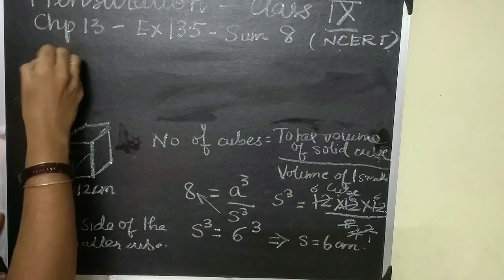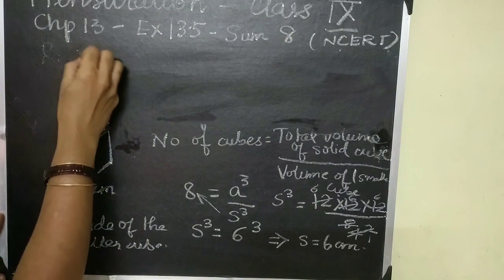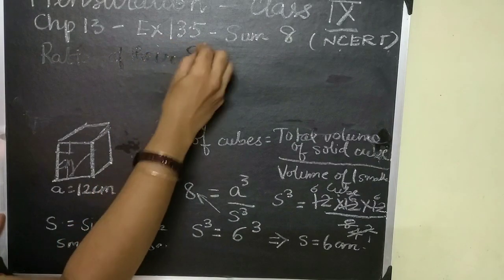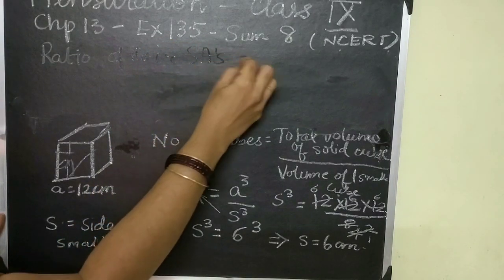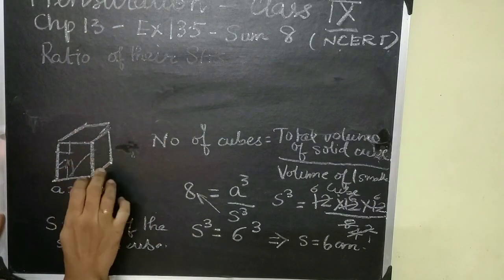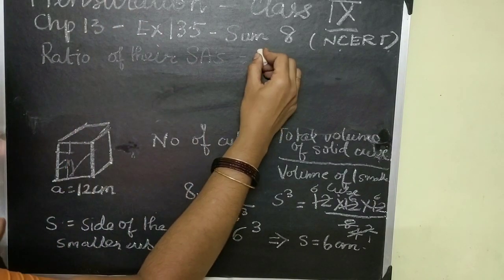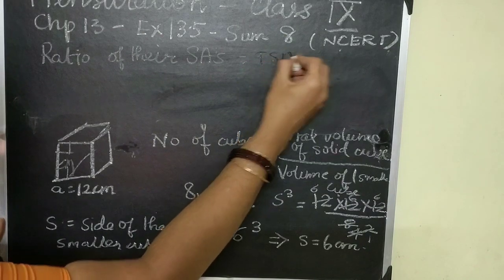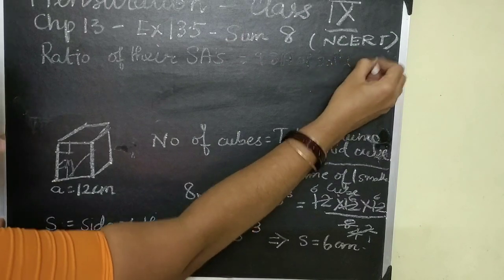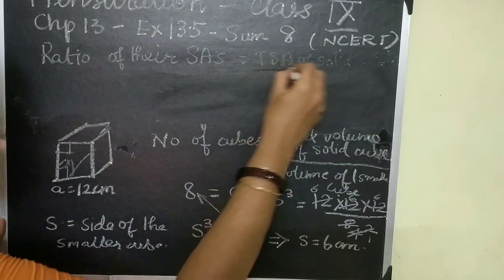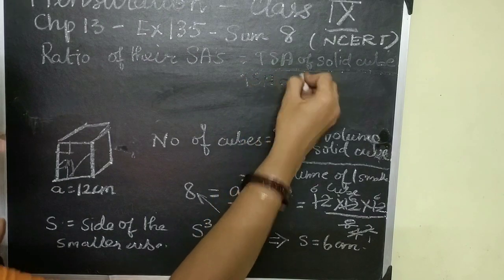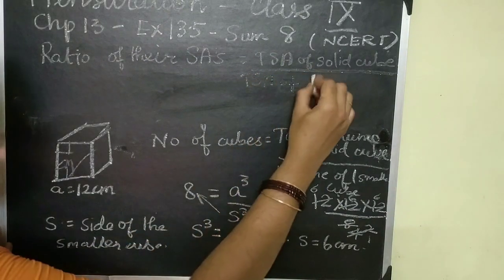So ratio of their surface areas. What do you mean by ratio? Ratio means division of the top and the bottom. So bigger one divided by the smaller one. So the TSA of the solid cube divided by the TSA of one smaller cube.